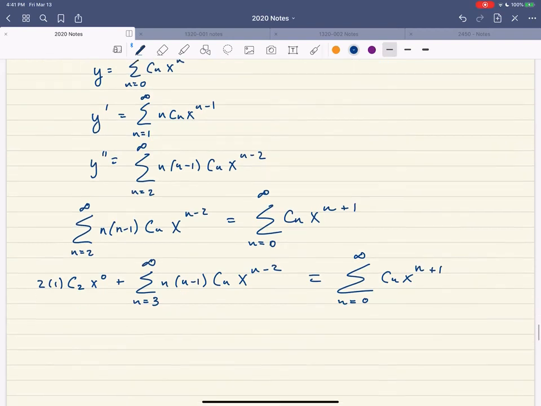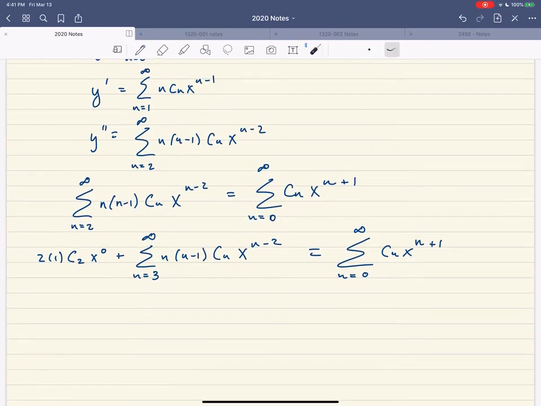Okay, so x to the n plus 1. And then we're going to shift the index on the left sum. So that means our differential equation is going to take the form, so this is 2c2 plus, let's see, over here if we shift our sum so that instead of starting at 3 we start at 0, that means I'm going to have to change all the n's to n plus 3's.